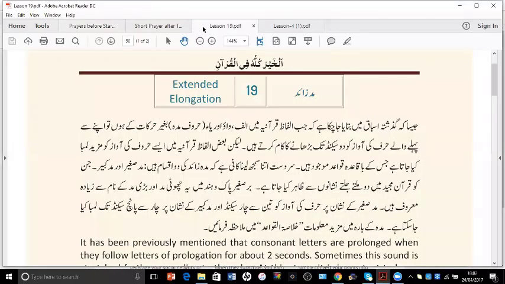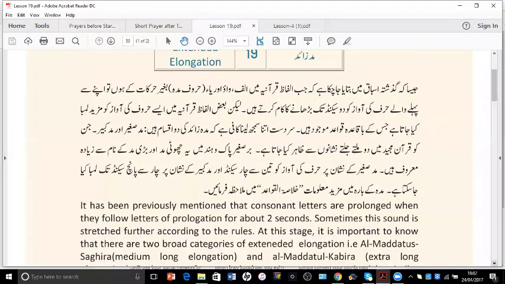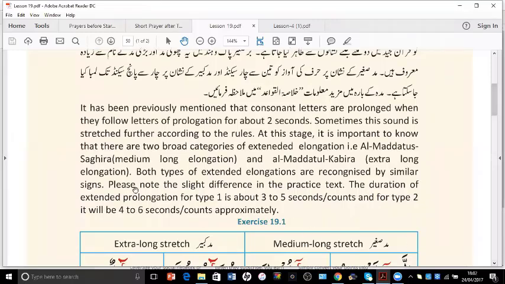Okay, let's get straight into today's lesson, which today is extended elongation. It's lesson 19. And I will start by reading the text that's been written here. It has been previously mentioned that consonant letters are prolonged when they follow letters of prolongation for about 2 seconds. Sometimes this sound is stretched further according to the rules.